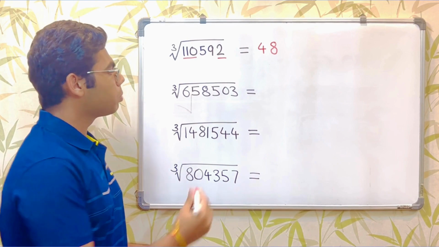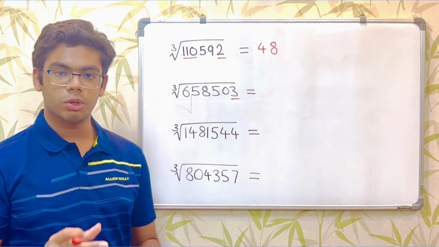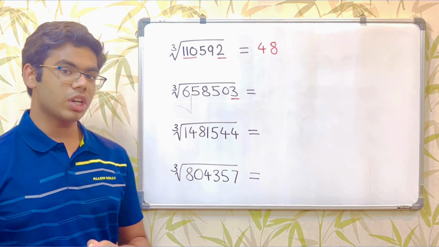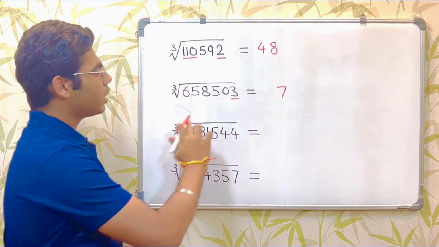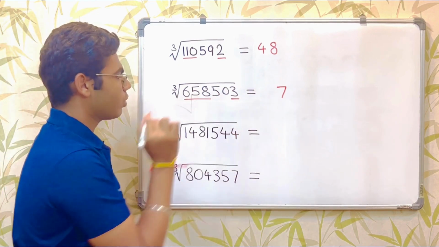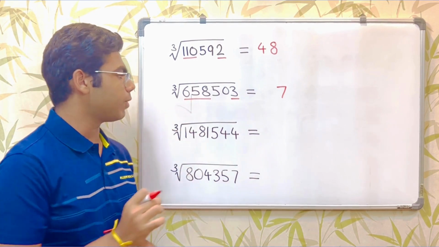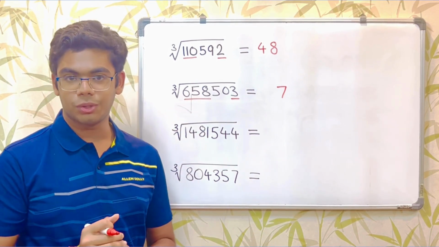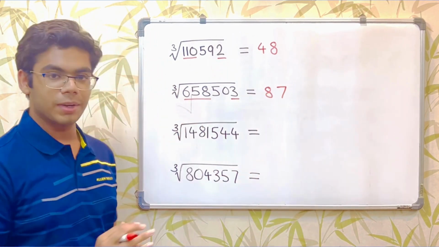Moving on to the next example, we'll follow the same steps. Our first step would be to look at the units digit. If 3 is the units digit of the cube, then the units digit of the original number would be 7. Next, ignoring the last 3 digits and focusing on the rest of the number, we need to find the closest cube that is less than 658. This cube is 512, which is the cube of 8. So our answer is 87.